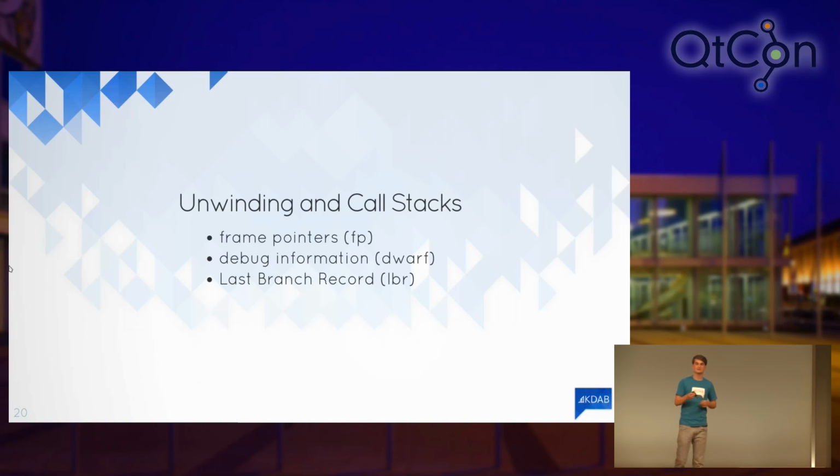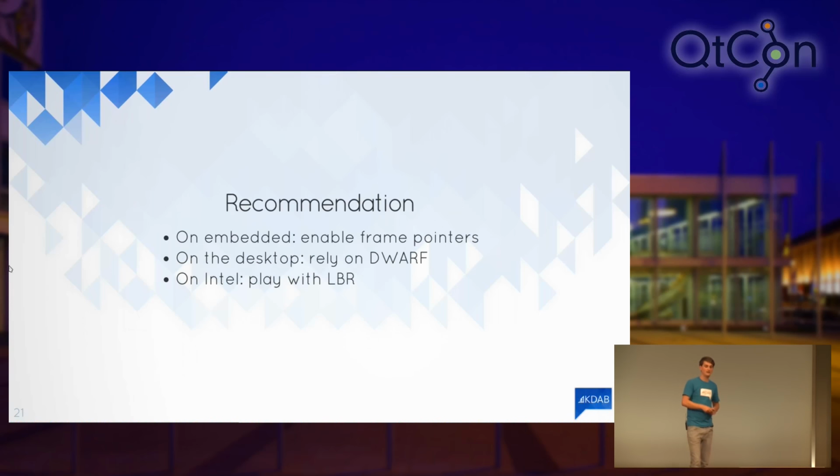The problem is the size of this last branch record. Usually it's like 8 entries, 16 entries, maybe the last CPUs now have 32 entries. So that's a big limitation for the call stack you can get back from perf. So that helps sometimes to use the LBR, but usually I use DWARF on the desktop and frame pointers on embedded devices. And if I have access to LBR, I'll use it, and later on I'll show a trick what you can do with it as well.